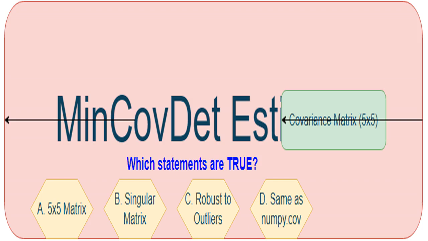I'm using the MinCovDet estimator, a tool that's great at finding the covariance, how the different features relate to each other, even when some data points are way off. It's like a super-powered statistical detective that's not easily fooled by misleading data points.